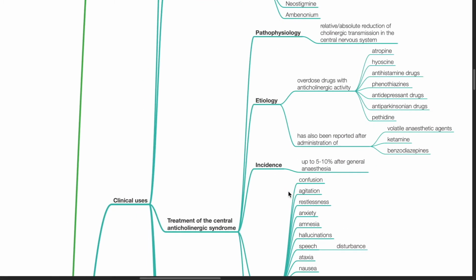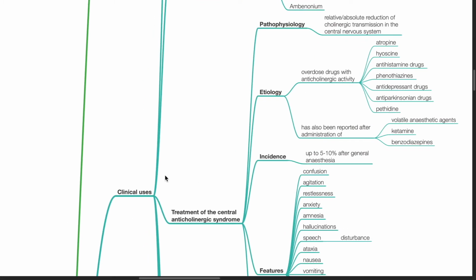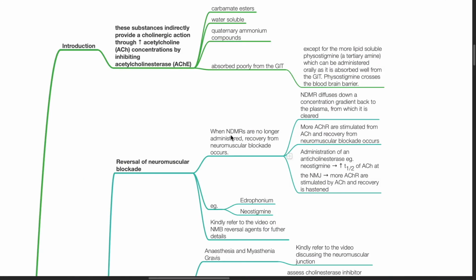Clinical uses of indirectly acting cholinergic agonists: reversal of neuromuscular blockade. When non-depolarizing muscle relaxants are no longer administered, recovery from neuromuscular blockade occurs. NDMR diffuses down a concentration gradient back to the plasma from which it is cleared. More acetylcholine receptors are stimulated by acetylcholine and recovery from neuromuscular blockade occurs.